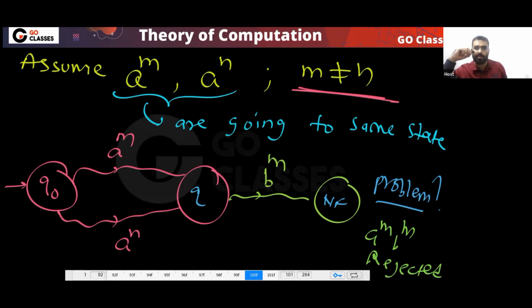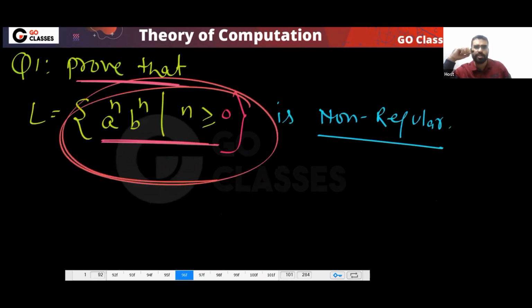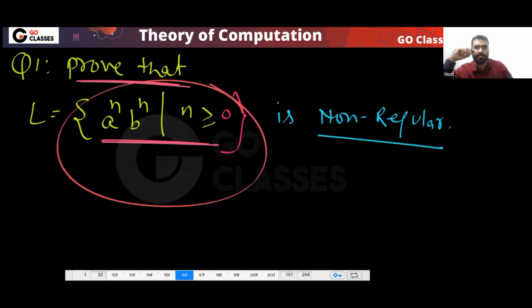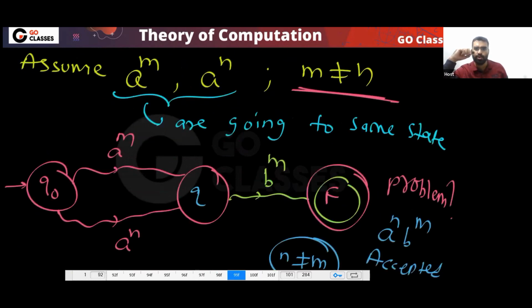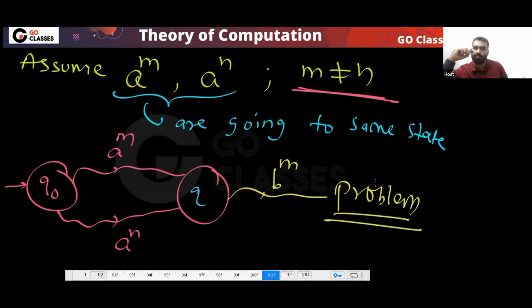A power m, b power m, should this be rejected? This is your language. Should this be rejected? No, this should not be rejected. And a power n, b power m, where n is not equal to m, should that be accepted? No, because this is your language. So I can say that whatever you do, there is a problem.